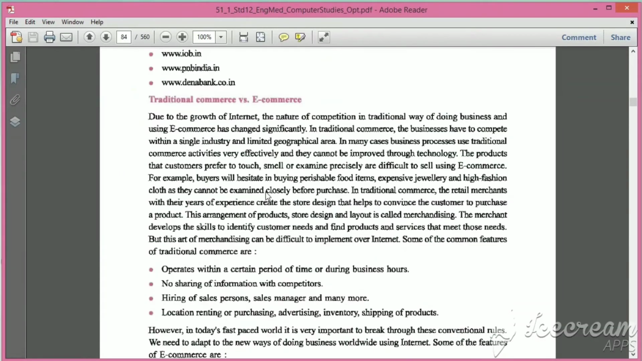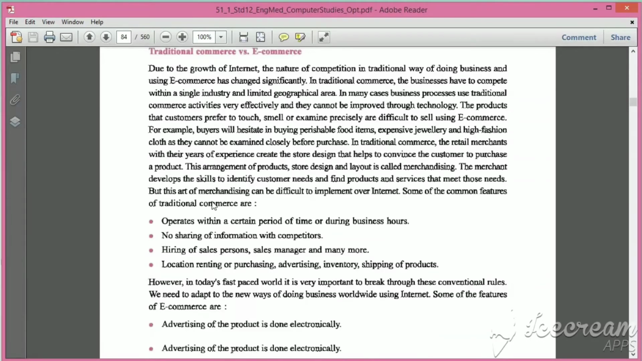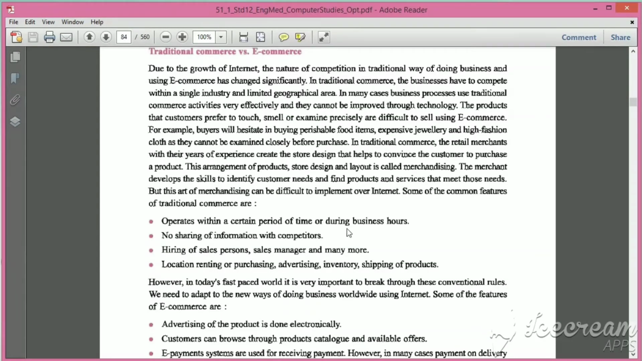denabank.in. Now students, the differences between traditional commerce and e-commerce are listed below. Now in traditional commerce, operation is possible within a certain period of time or during business hours. This is the first feature of traditional commerce. No sharing of information with competitors. Hiring of salespersons, sales managers and many more. Location, renting or purchasing, advertising, inventory, shipping of products.